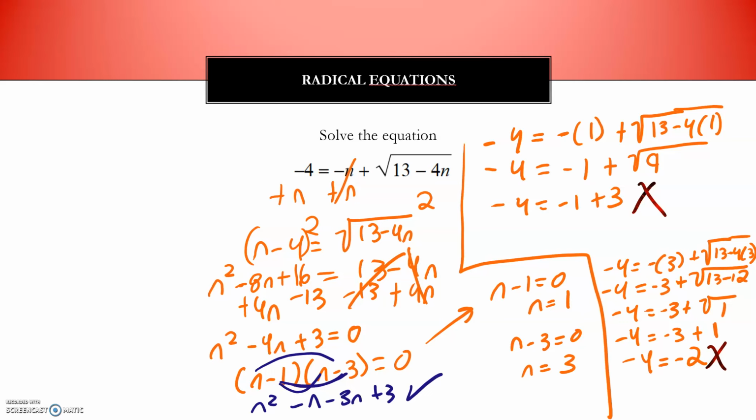So, let's take a look at our check. Maybe we checked something wrong. Negative 4 equals negative 1 plus 13 minus 4 times 1. 13 minus 4 times 1, 13 minus 4 is 9. And we have the negative 1, the negative 4. And that is correct. So that doesn't work out because negative 4 is most definitely not equal to positive 2. And we have the same issue here. This equation has no solution.